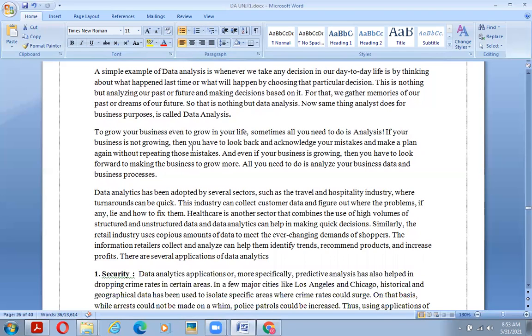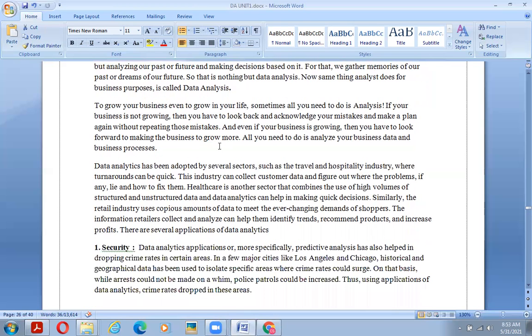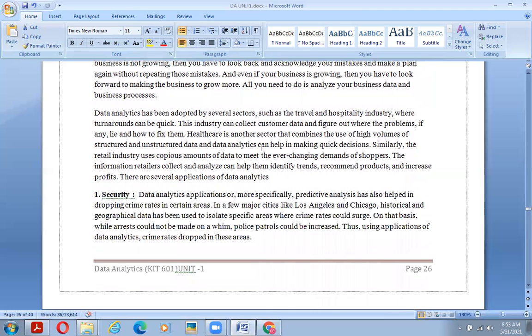Sometimes all you need is analysis. If the business is not growing, you have to look back and acknowledge your mistakes and make a plan again without repeating the mistakes. Maybe the business is growing and then you have to look forward to making the business grow. All you need to do is analyze your business data and business processes.